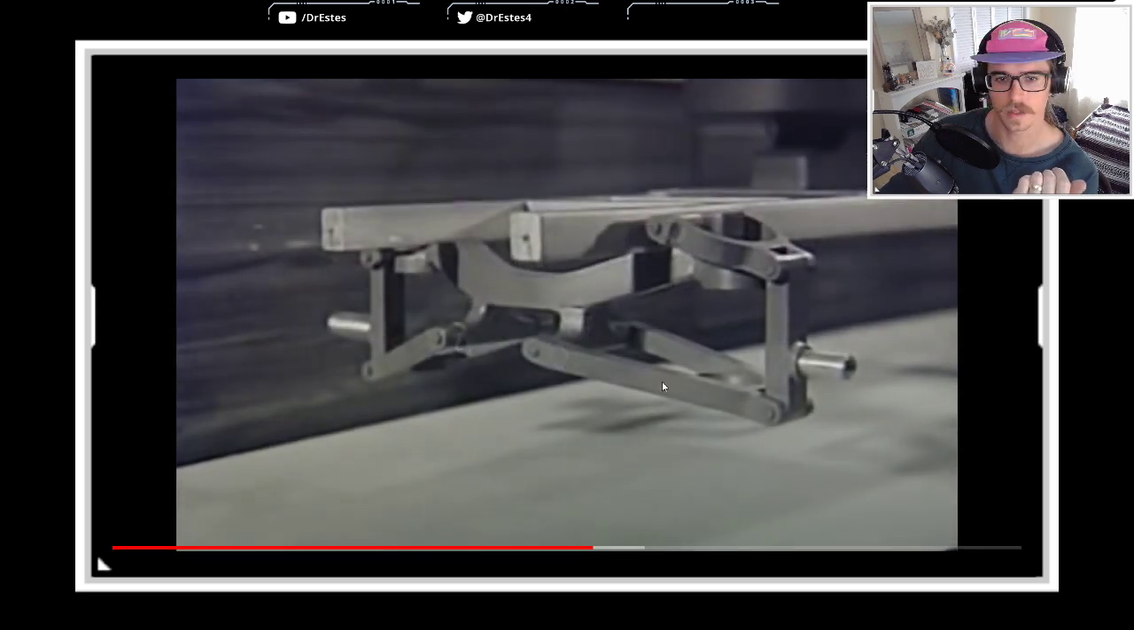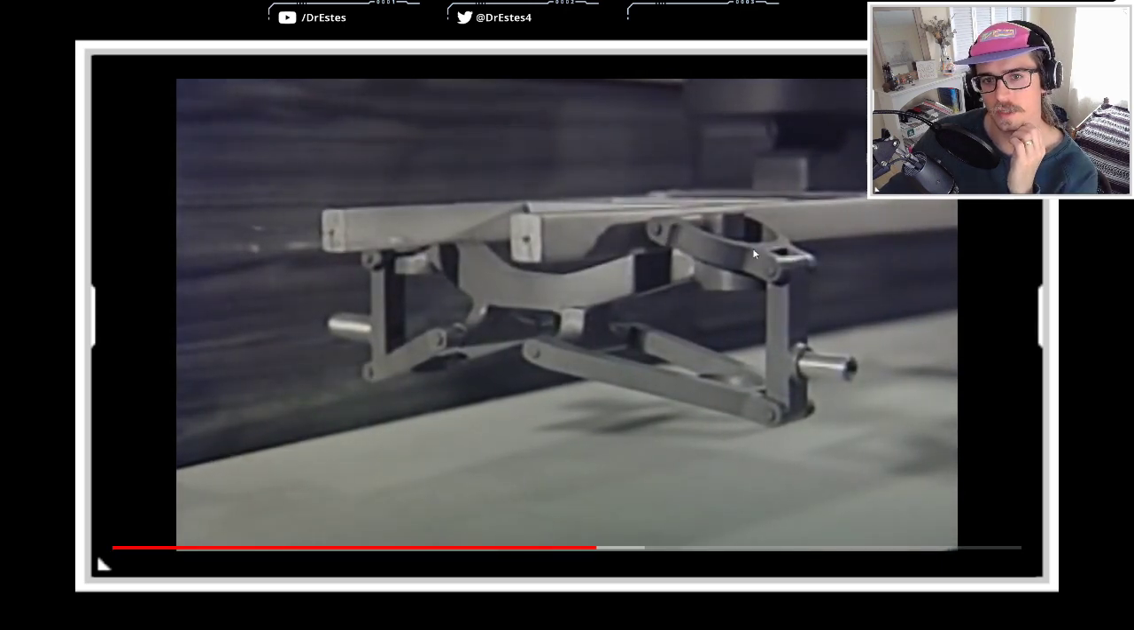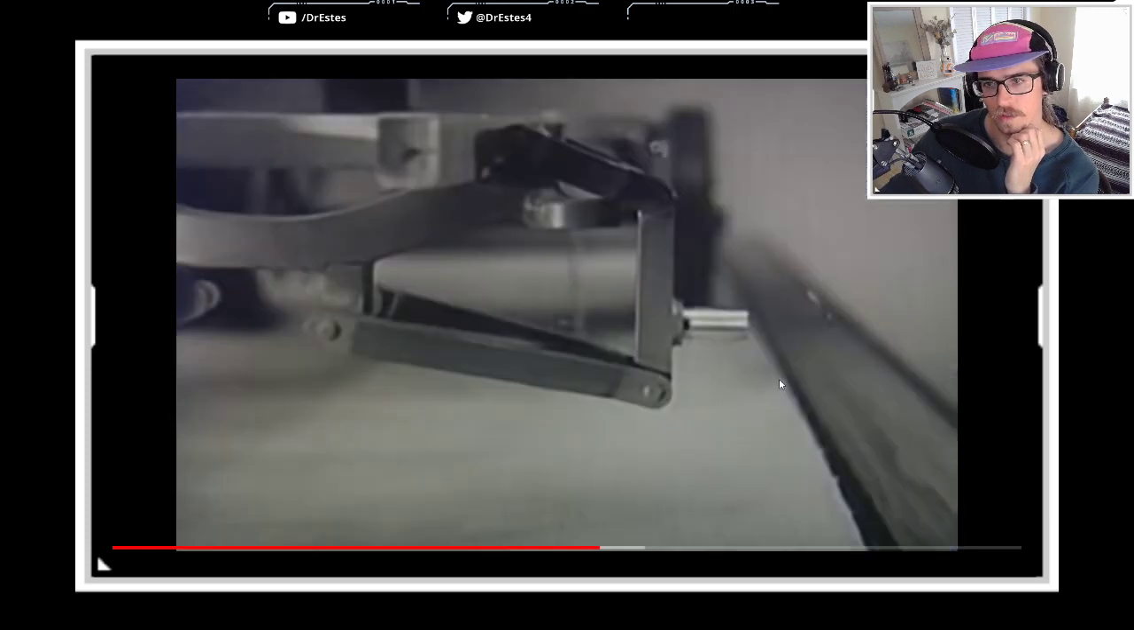Now and then they say, okay, let's replace this with a double wishbone, looking more modern.